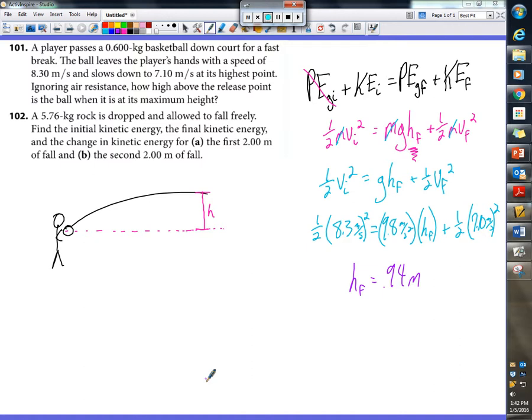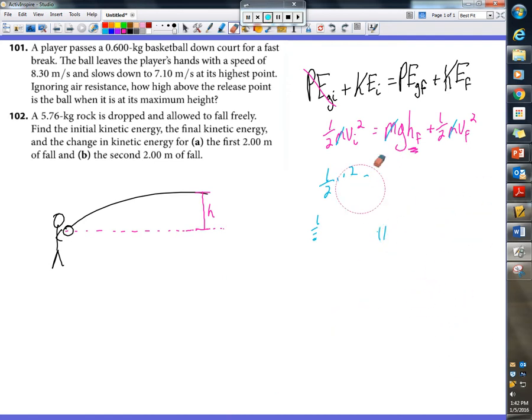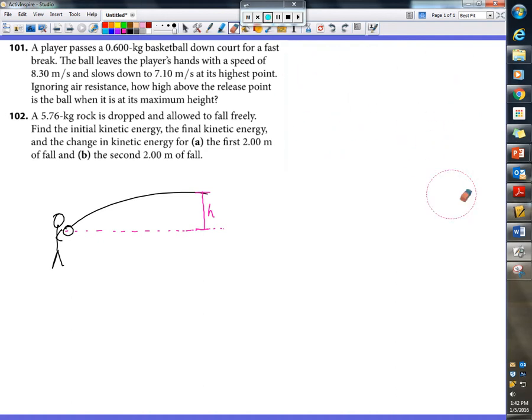Alright, so that was 101. Moving on to problem 102 here. Again, 101 is a really good one to know for the test. It's a pretty standard conservation of mechanical energy problem that might get covered on a test or something like that. But on 102, it's a little bit different problem.